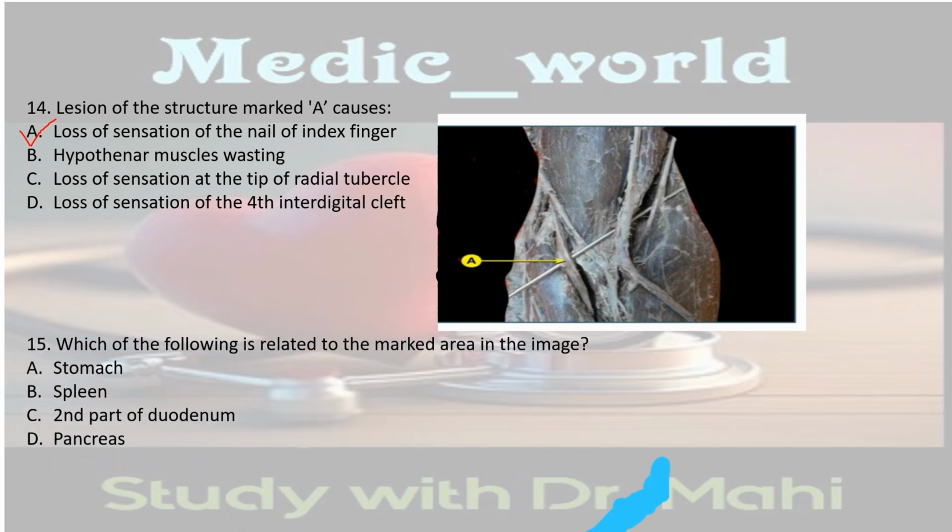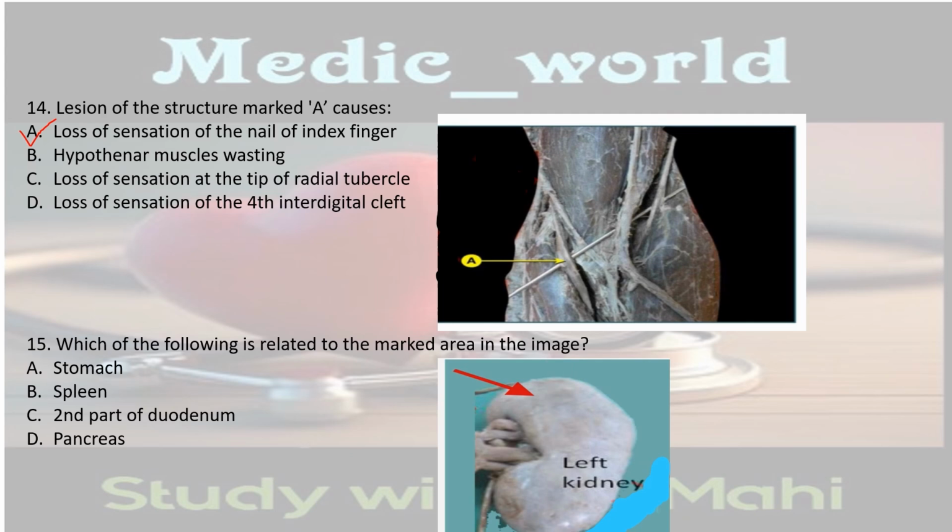Now the next question, which of the following is related to the marked area in the image? In the image, it shows the image of the left kidney, and it is related to the stomach. So the answer is option A, that is stomach.